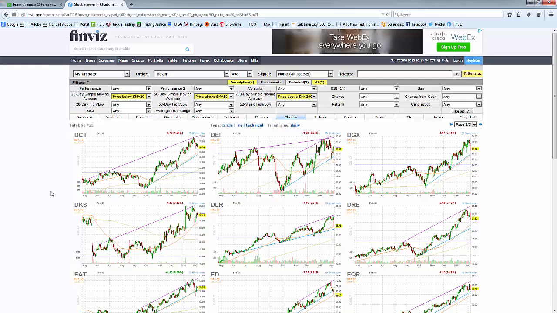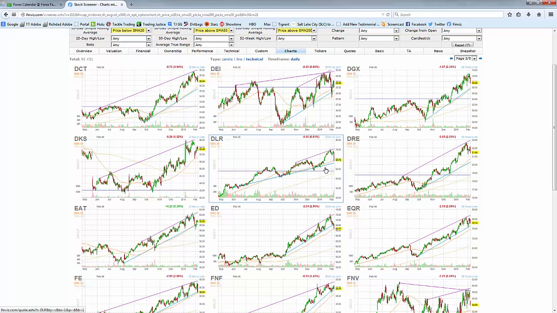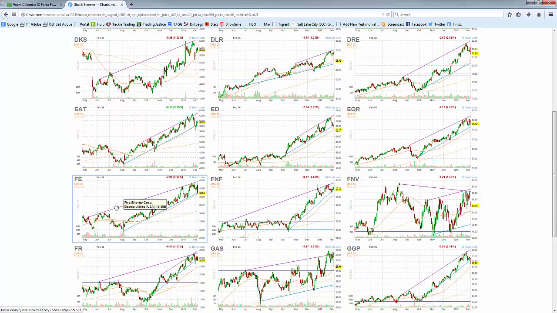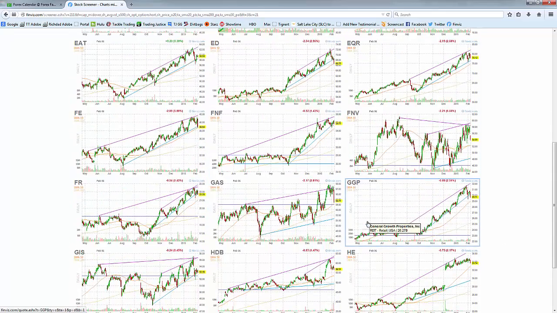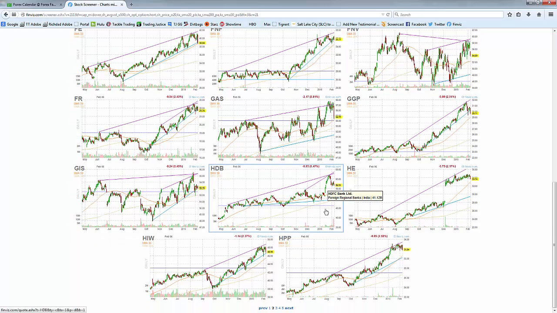Let me look at DCT a little further. Oh, big drop in DLR here. Looks like that was probably earnings driven. Same thing in ED, big drop. And looks like that was earnings driven as well. Big drop in FE. Little Head and Shoulders pattern in GGP. I'll show you that one. That's a little bit of a retracement in HDB. You don't love it, but it is a retracement.